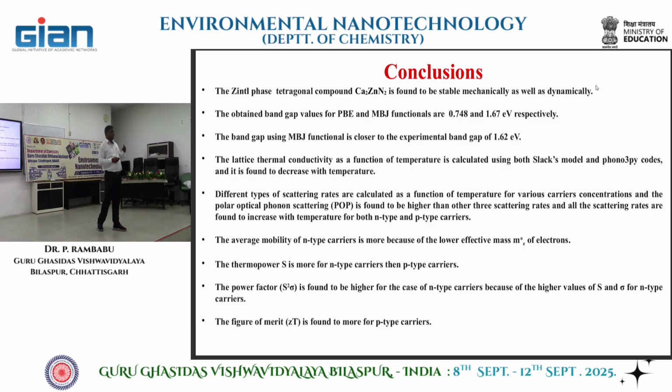Finally, the figure of merit, ZT, is found to be higher for p-type carriers. For a good thermoelectric you need ZT up to 2, but we are getting only 0.07 or so. But if you screen more materials in future with smaller band gap, you may get 1 or 2. As of now we are getting only 0.07, which may be tuned to get higher ZT values. These study results were accepted for publication in Physica Status Solidi B recently, last week.